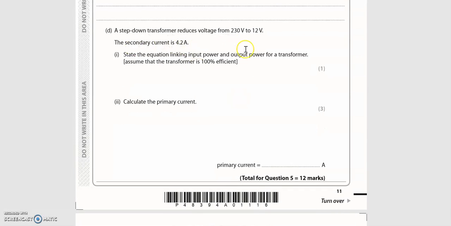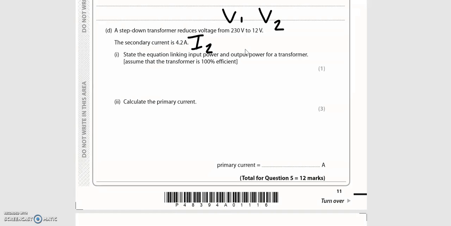So we've got a step-down transformer that reduces voltage from 230 to 12 volts. So let's call the 230 V1 and the 12 volts V2. The secondary current is 4.2 amps. So we can call that I2, or you can call it V primary, V secondary, I secondary, don't really mind.